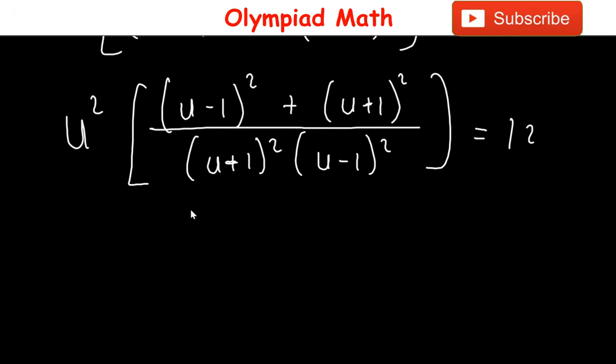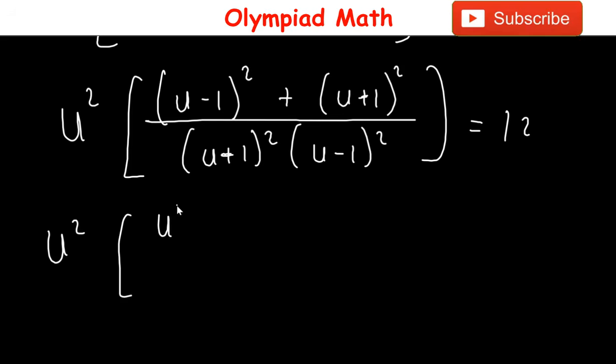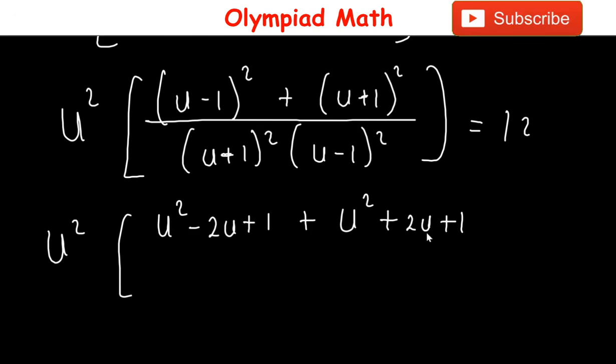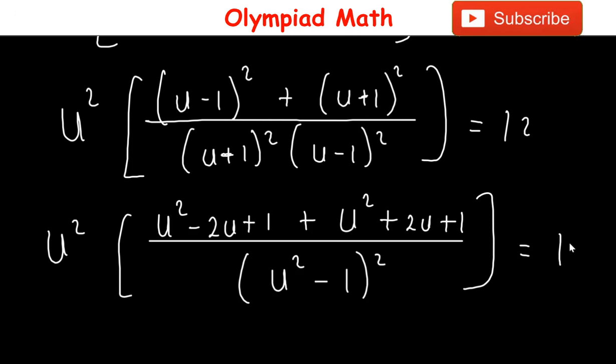So opening the bracket, we have u^2 times: (u - 1)^2 is equal to u^2 - 2u + 1, then plus (u + 1)^2 is equal to u^2 + 2u + 1. And this is divided by (u + 1)^2 times (u - 1)^2, which is equal to (u^2 - 1)^2, and this is equal to 12.